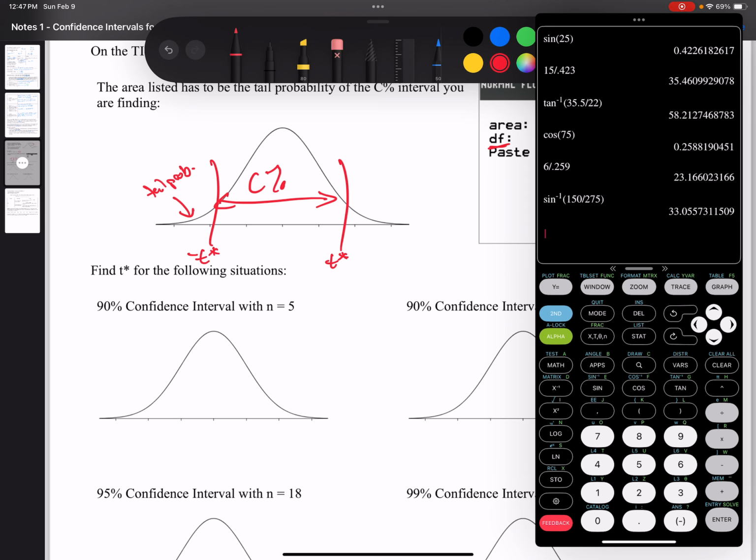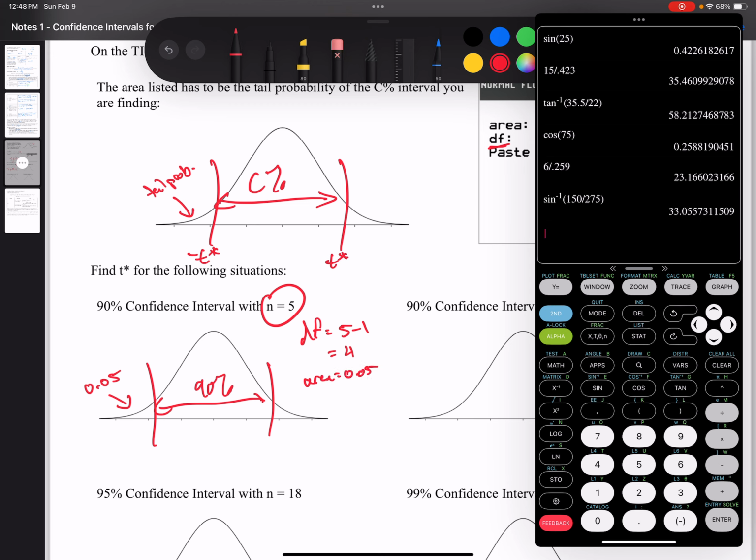So for 90%, that means we want 90% here in the middle. They give us a sample size of 5, which means degrees of freedom is going to be 5 minus 1, which is 4. Then we worry about our area. We have to figure out what's the area in one of these tails. There's 90% in between, so there's 10% outside. That means in this tail, it is 0.05 for our area. I'm writing all this down for you.